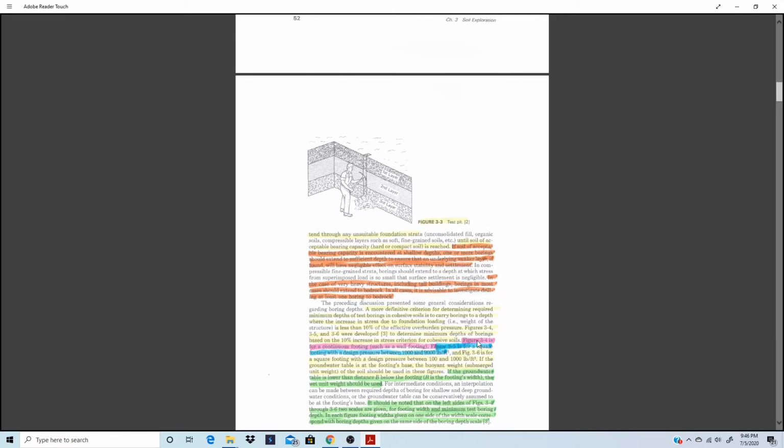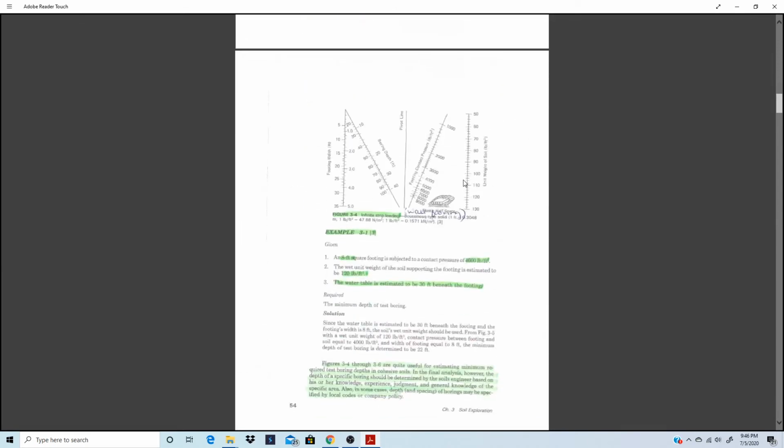So if I give you something and it says wall footing, you want to use figure 3.4, and I'll show you what it looks like. This is 3.4. I highlighted that one and put wall footing. So we would have the unit weight of the soil, and we'd want to figure out what our pressure needs to be, like how much PSI it can take. Then we could determine the width of the footing, and where it crosses over, we'd be able to determine our boring depth. And I'll give you an example of that.